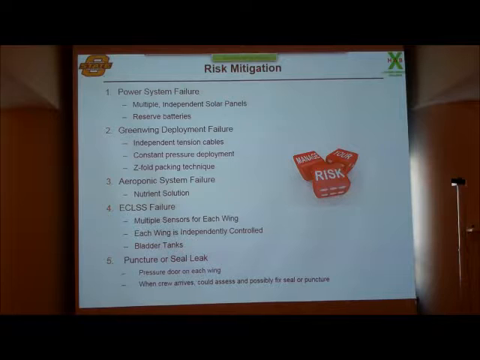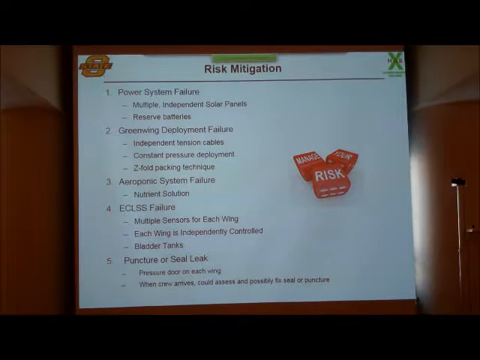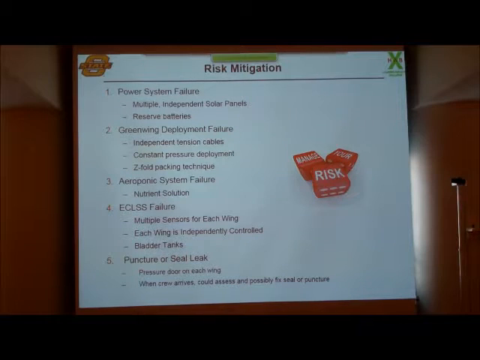So for the power system, we have multiple independent solar panels. This prevents an entire system failure since they're independently operated. And just in case we do have issues with the solar system, there are reserve batteries that can take over for a temporary time. With the green wing deployment, we incorporated the independent tension cables to ensure an even deployment.